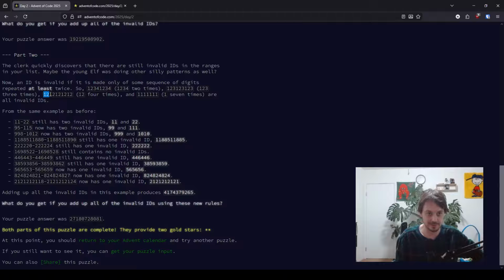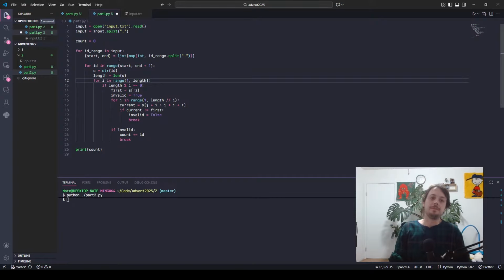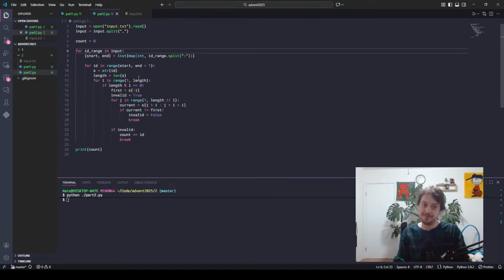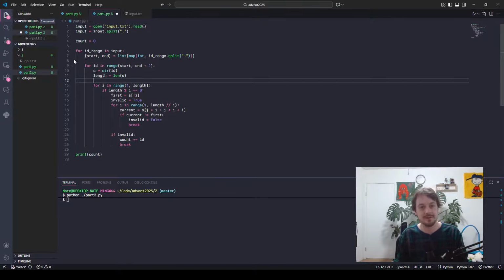Wait, 12, 12, 12. This one's broken up into fifths, actually. And this one is broken up into sevenths. But it's basically the same. You just get one segment and see if all the other ones are the same. You see, the code is not that different. I'm starting out parsing the same way, going through the range, getting the length of the individual ID that I'm working on.